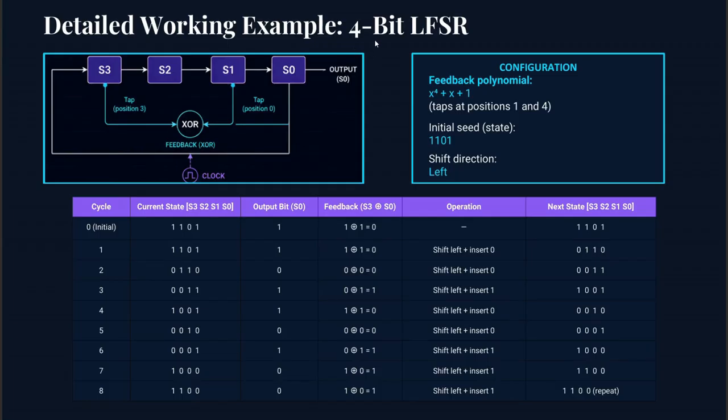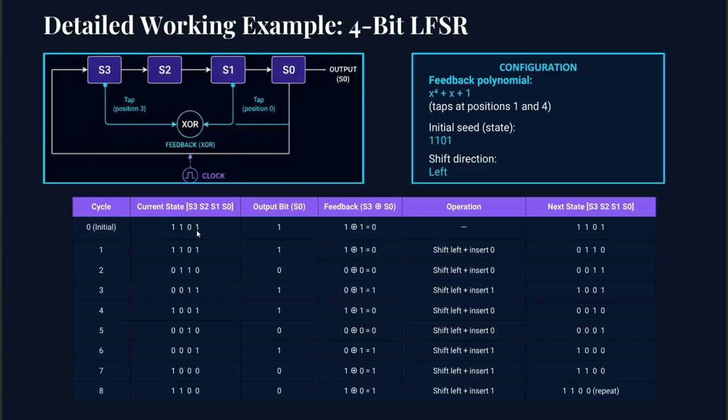Now let us study a complete step-by-step working example of a 4-bit LFSR. Here the feedback polynomial used is x raised to 4 plus x plus 1. This corresponds to taps at positions 4 and 1. The initial seed is 1101. The shifting direction is towards the left. Now let us follow the sequence cycle by cycle.